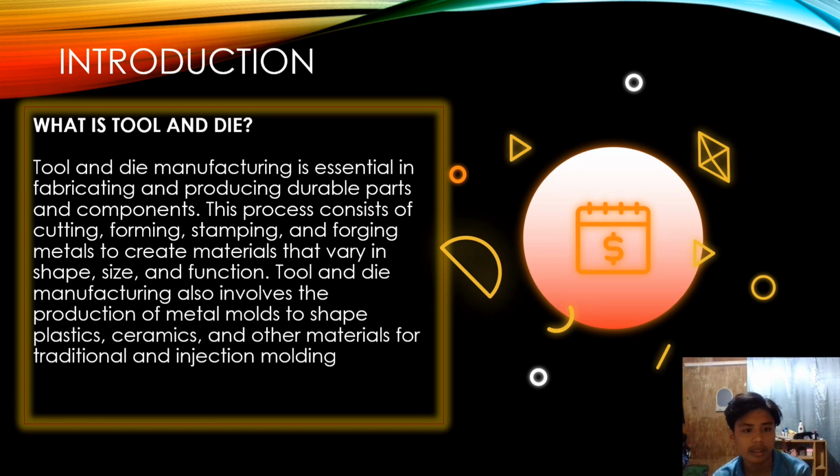Introduction. What is tool and die? Tool and die manufacturing is essential in fabricating and producing durable parts and components. This process consists of cutting, forming, stamping, and forging metal to create materials that vary in shape, size, and function. Tool and die manufacturing also involves the production of metal molds to shape plastic, ceramic, and other materials for traditional and injection molding.